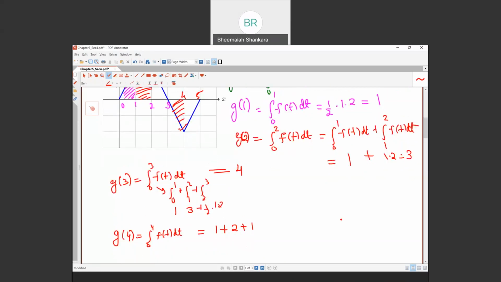So when you simplify this, the area below will have a negative sign. Half times base times height, and this will simplify to 3.